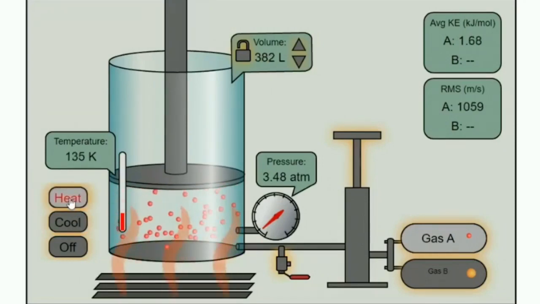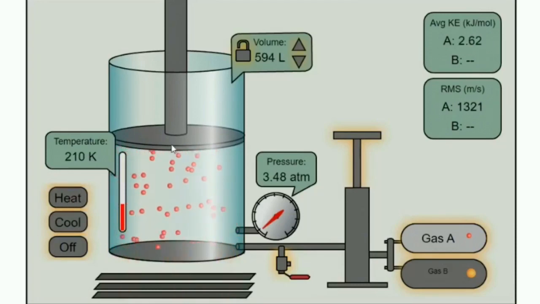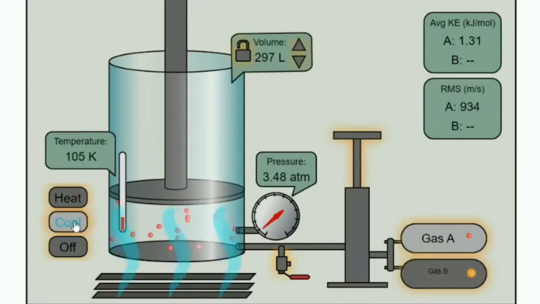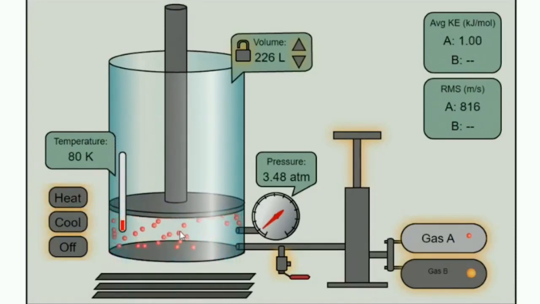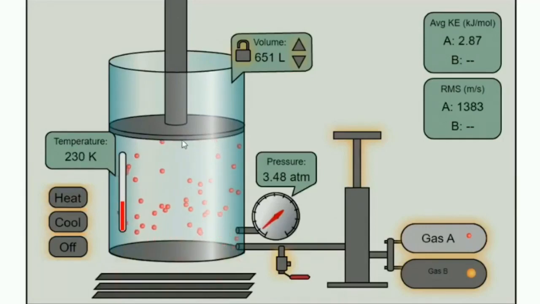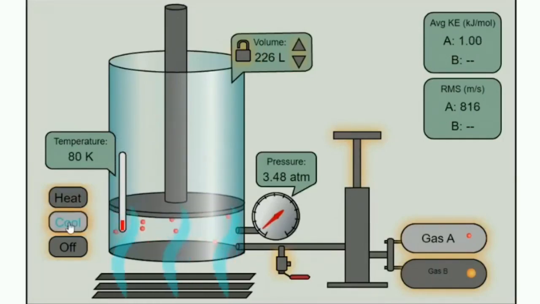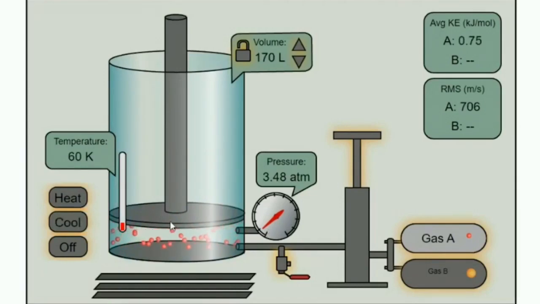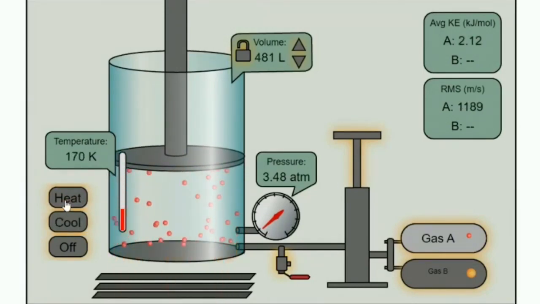But we can see that if we add heat, it pushes the volume out. If we remove heat, it contracts. And you can see the effect. Each time we do it, you can see the effect. So add heat, and the pressure stays the same, but the volume increases. If we remove heat and make it cool, pressure stays the same, but the volume shrinks. So let's add some heat to put it back to the middle.